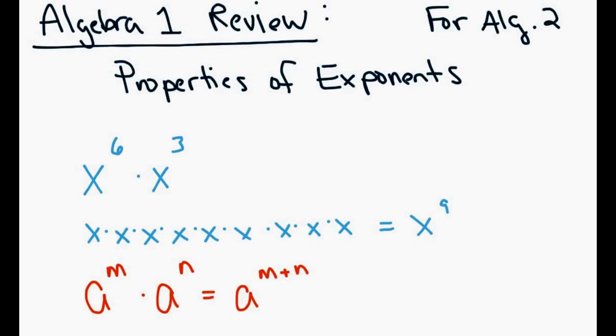Now, this property is often mixed up with the next one we're going to talk about. What if I wanted to do x to the 6th to the 3rd? If I do this the long way, to show you where the answer comes from, this says write x to the 6th 3 times. So I would do that.